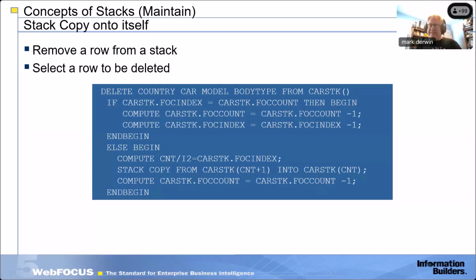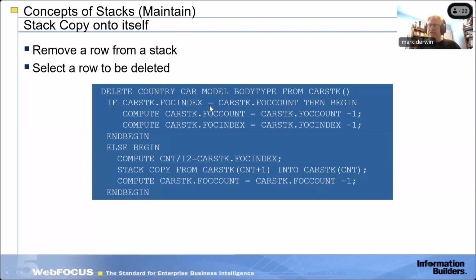So I can ask Maintain if carstack.focindex equals carstack.focount. If the current row that I'm looking at is the last row in the stack, then all I need to do is subtract one from the focount and one from the focindex, and that row disappears from the bottom of my stack and my display. But what if they're not the same?